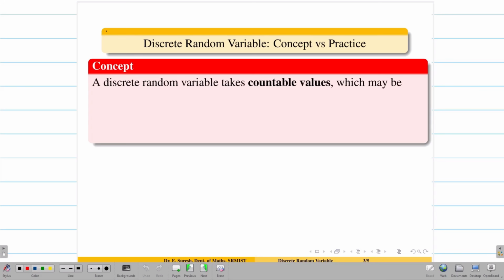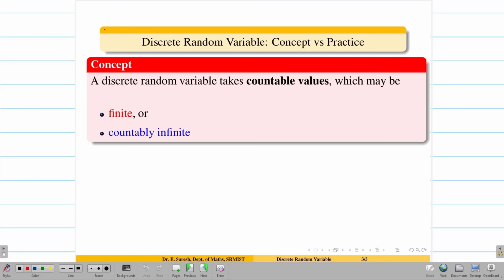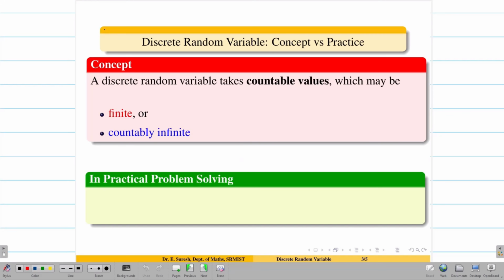A discrete random variable always takes countable values, which may be finite or countably infinite. We saw the basic definitions, what is meant by countable, uncountable, countably infinite, etc., in the first video. Now, from a problem solving point of view, we cannot take countably infinite. So we are going to take only finite values.